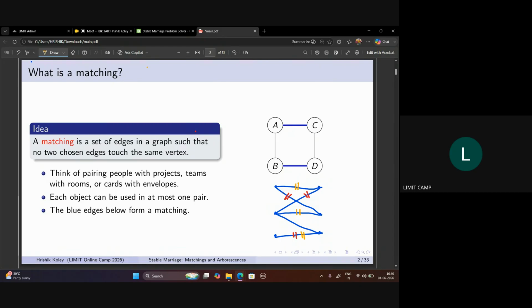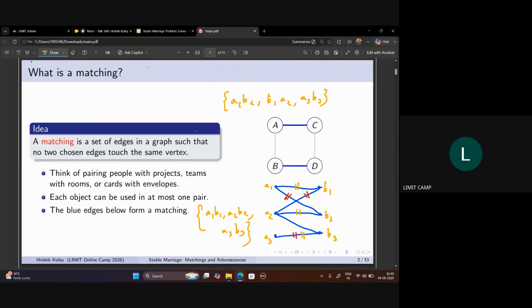Let me name these vertices A1, A2, A3, V1, V2, V3. So A1 V1, A2 V2, and A3 V3. This set of edges is a matching. Also, A1 V2, V1 A2, and A3 V3. This set is also a matching.